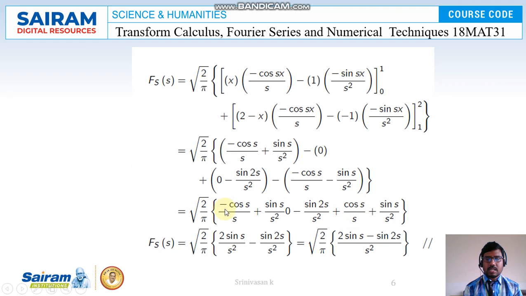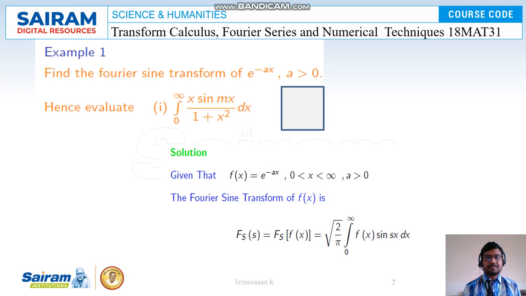So these two terms cancel. Collecting the remaining terms, we get 2 sin s divided by s square minus sin 2s divided by s square. Okay. The bases are equal, adding the powers, we get root 2 by pi times 2 sin s minus sin 2s divided by s square. This is the normal procedure only. If the question asks for Fourier cosine, we substitute the Fourier cosine formula, or if Fourier sine, we substitute the Fourier sine transform formula. Okay.